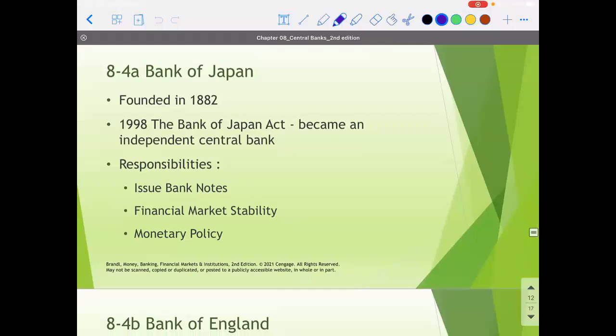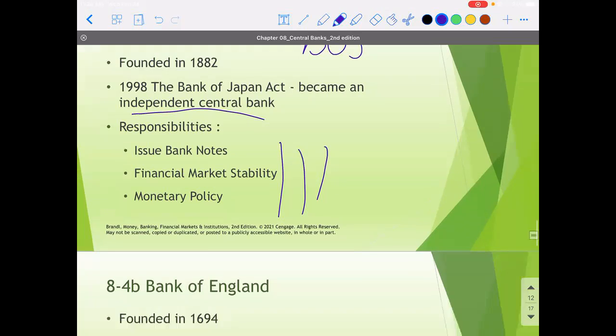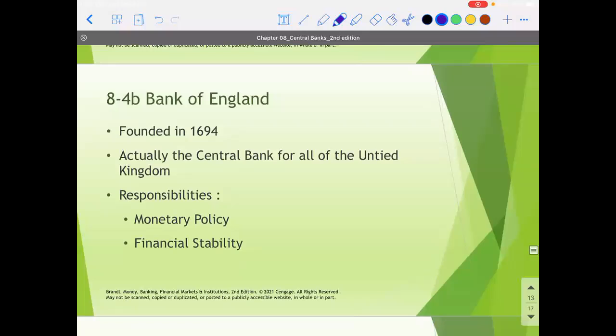Now, we do have other central banks around the world. The Bank of Japan is also pretty independent, has a similar structure to the Federal Reserve, even though the Bank of Japan precedes that. It's usually shortened as BOJ. So Federal Reserve System is just generally called the Fed. Bank of Japan, BOJ. Then you got the Bank of England.